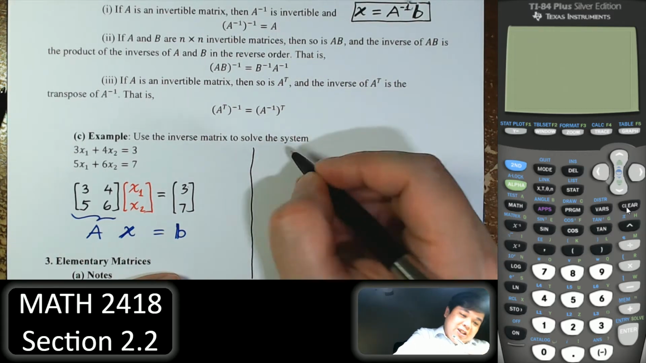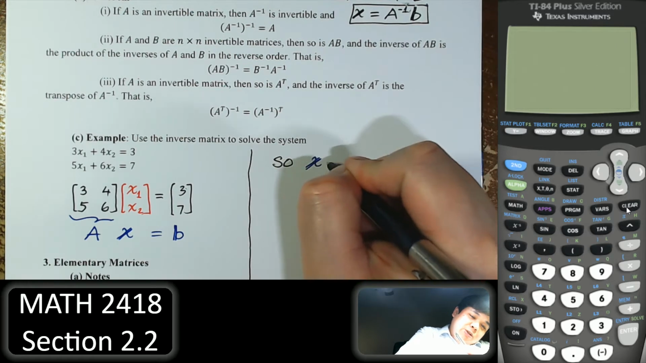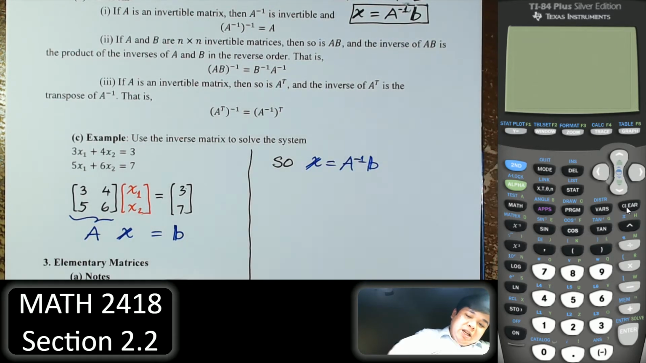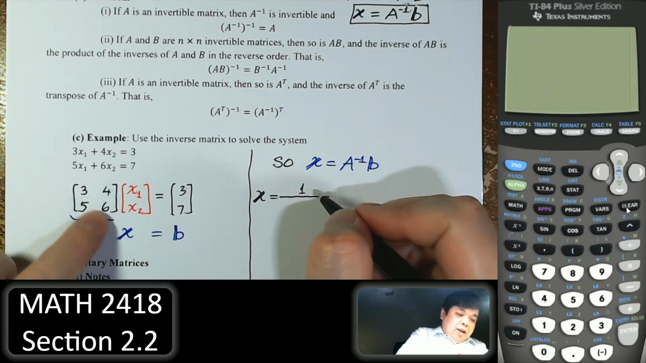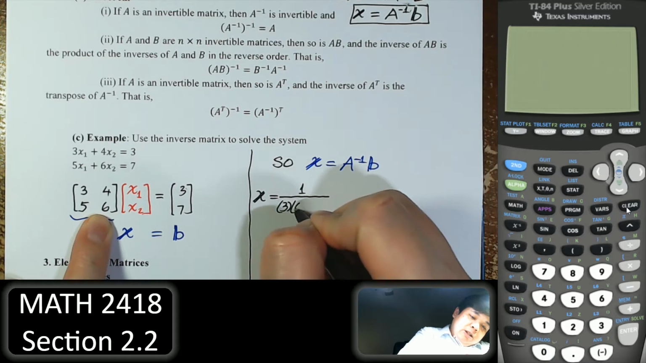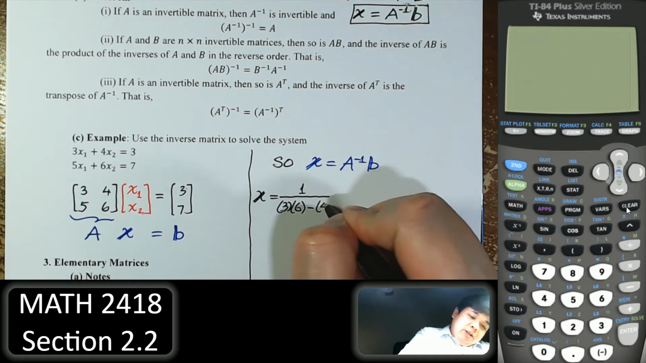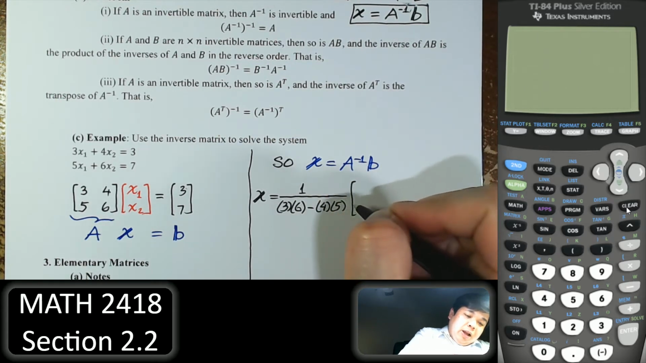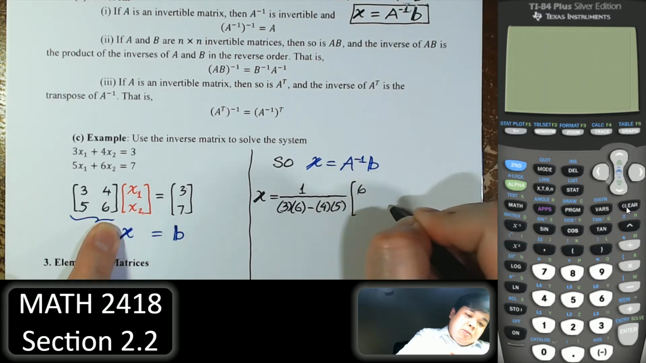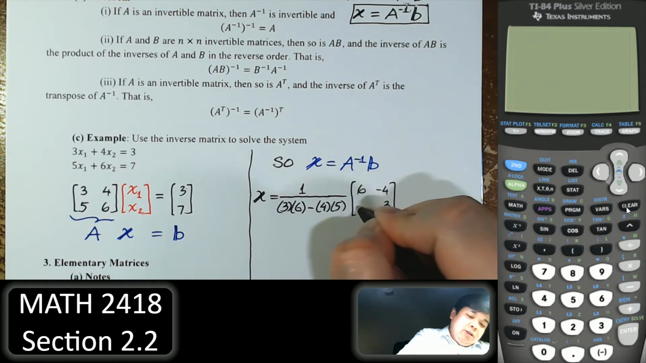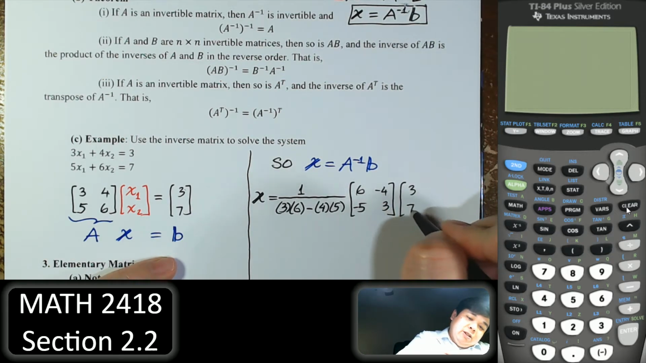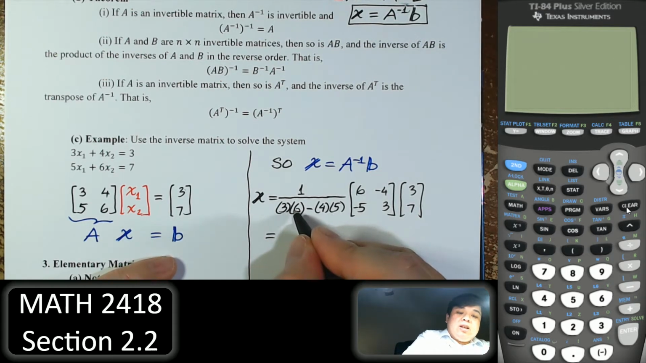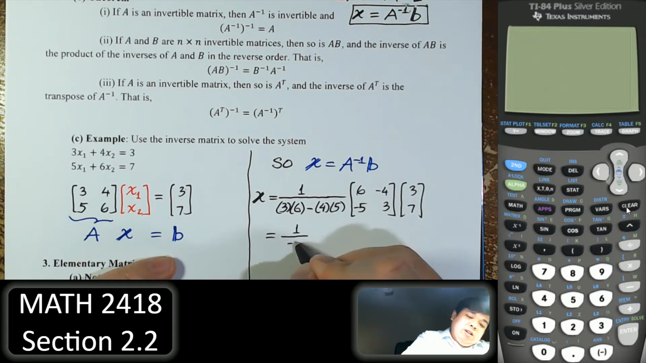Right. So the solution is going to be x equal to A inverse times vector b. So x equal to A inverse: 1 over 3 times 6 minus 4 times 5, and in the inverse, 3 and 6 swap places, 4 and 5 change signs, and then times the vector b, 3 and 7. Right? 3 times 6 is 18, minus 20. I think we did this before. 6, negative 4, negative 5, and 3.